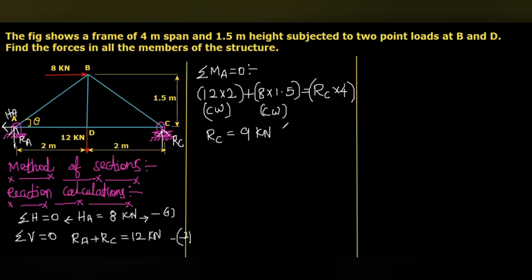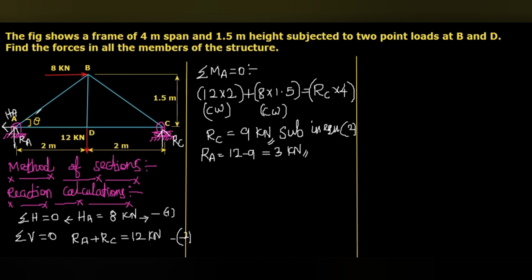When you substitute the value of RC in equation 2, then RA plus RC equals 12. So RA equals 12 minus 9, so we will get 3 kilonewton. Okay, so both the values RC and RA we have found.